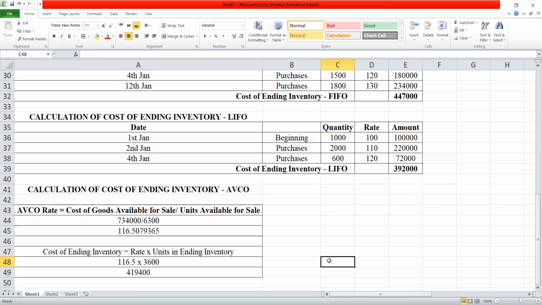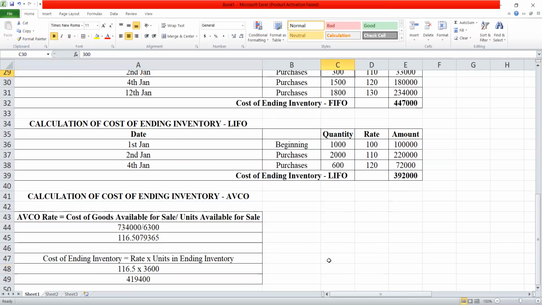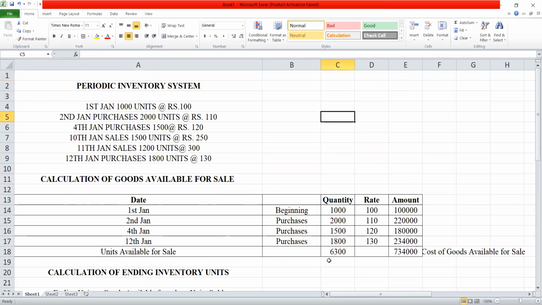So the periodic system is one of the simplest methods to calculate the cost of ending inventory under FCO, FIFO, or LIFO. Again, just a quick revision. Here we have a question. First, we have to calculate the cost of goods available for sale and the units available for sale. And all the purchases should be in order according to date. The earliest should be written first, and the latest should be at the last.